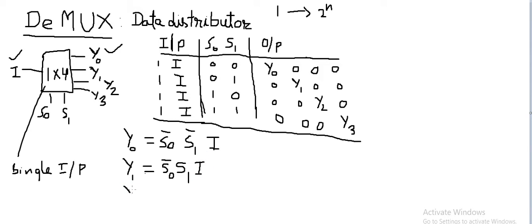Then for Y2 we need to write this combination: S0 is 1 and S1 is 0. So we will not take the complement for S0 in this case, because S0 is 1, and we will take the complement for S1, right? So S1 complement, and then we write I with this.